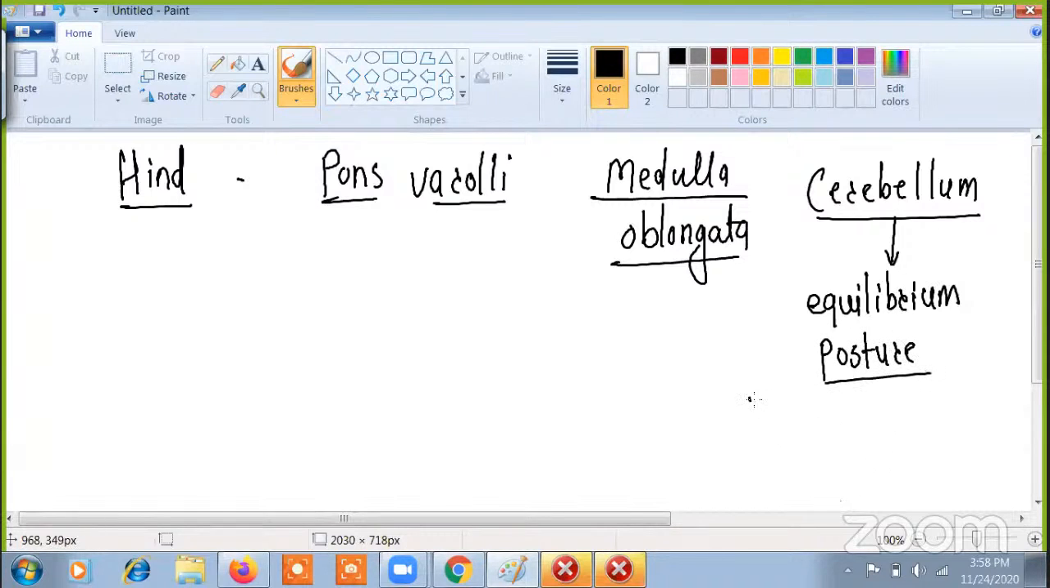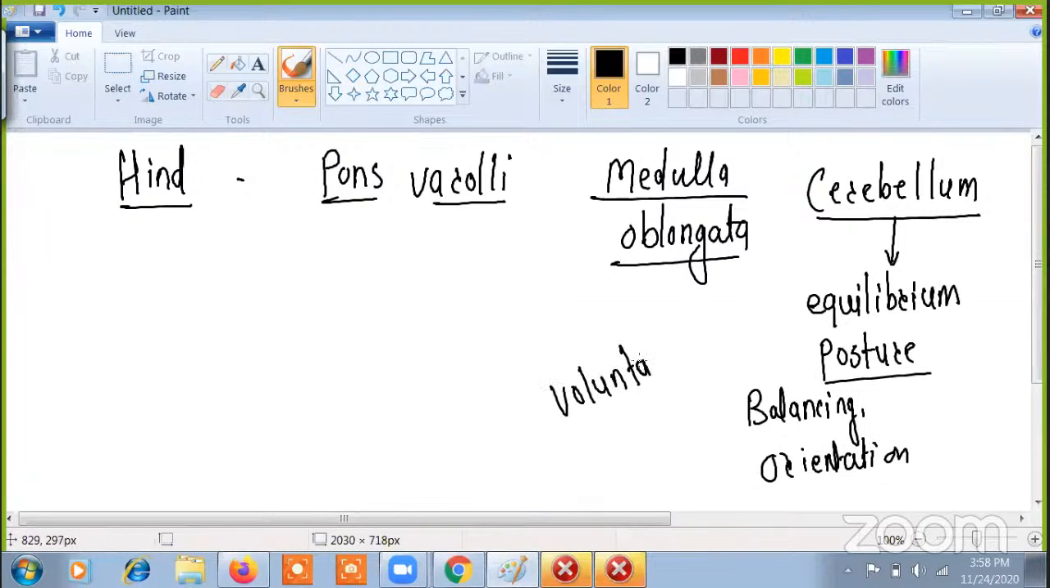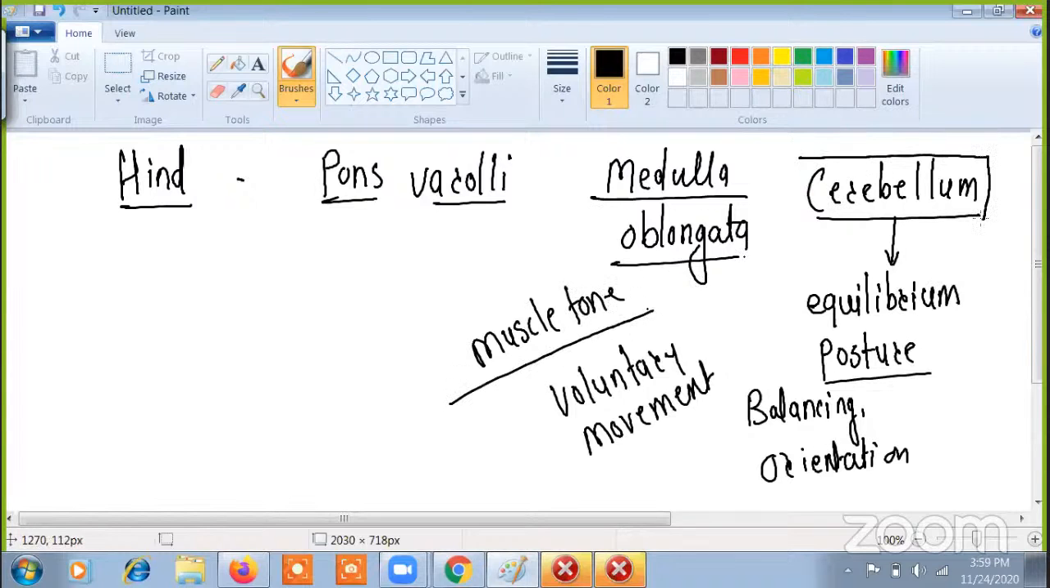So the posture, our balancing, and orientation are maintained by the cerebellum, as well as it is responsible for our voluntary movements and muscle tone, right? So remember, the cerebellum is required for our balancing, orientation and posture. Maintenance of posture, balance and orientation occurs due to the cerebellum. It is also required for keeping the muscle tone active and maintaining voluntary movement.